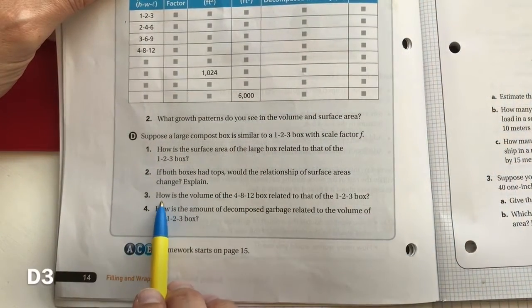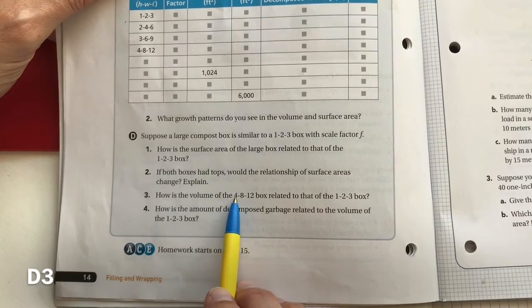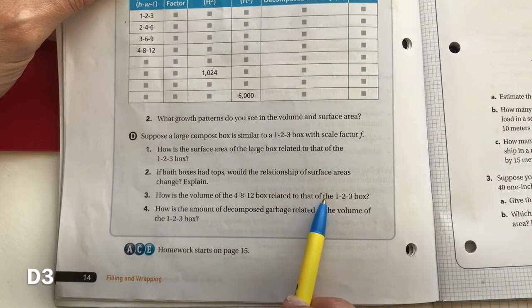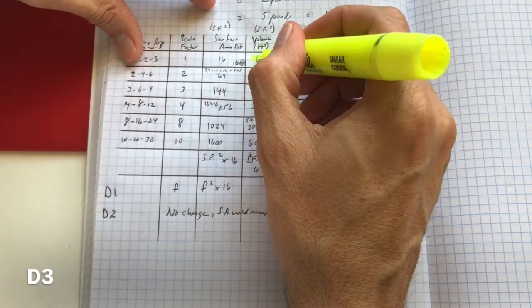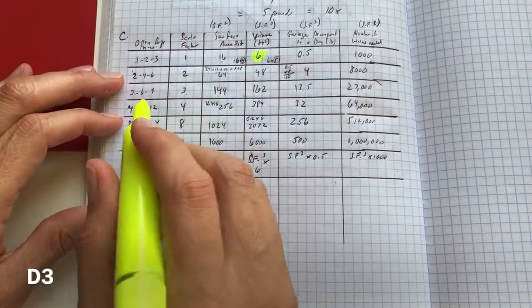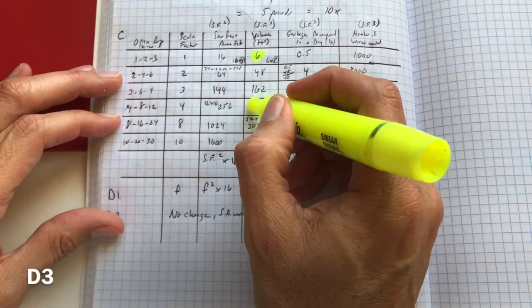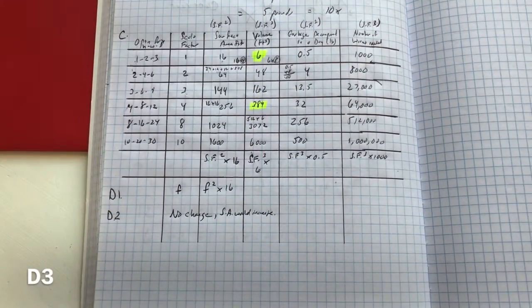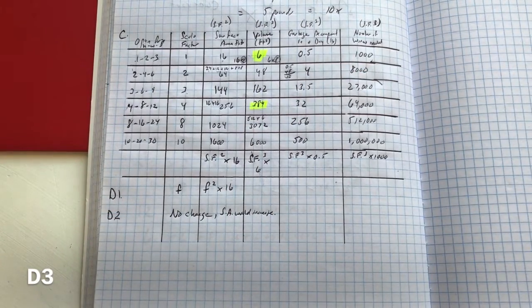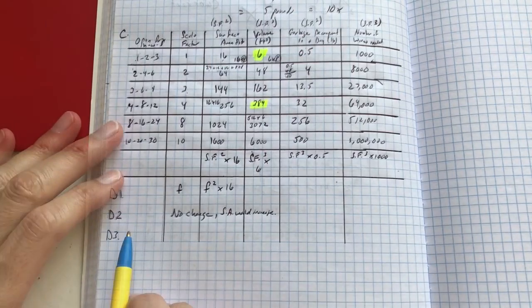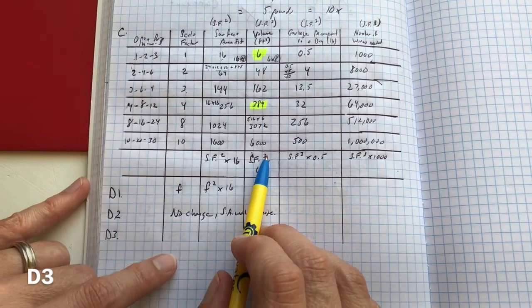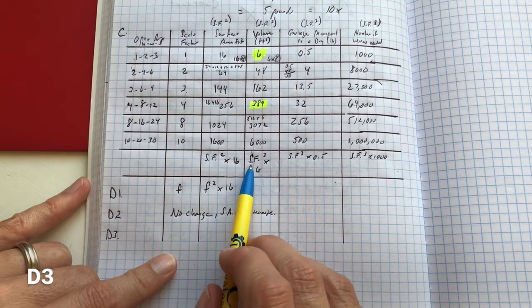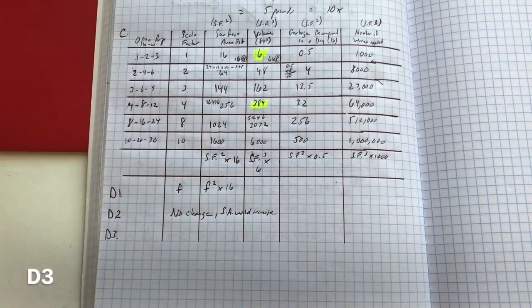D3. How is the volume of the 4, 8, 12 box related to that of the 1, 2, 3 box? So the volume of the 1, 2, 3 box is 6. The volume of the 4, 8, 12 box is 384. So how are those guys connected? Well, if you remember, the way that we got this from here, scale factor to the third power times 6. So let's see what that is there.